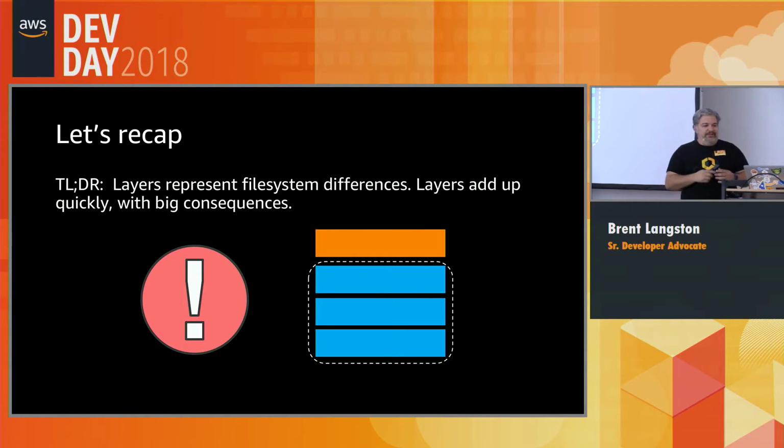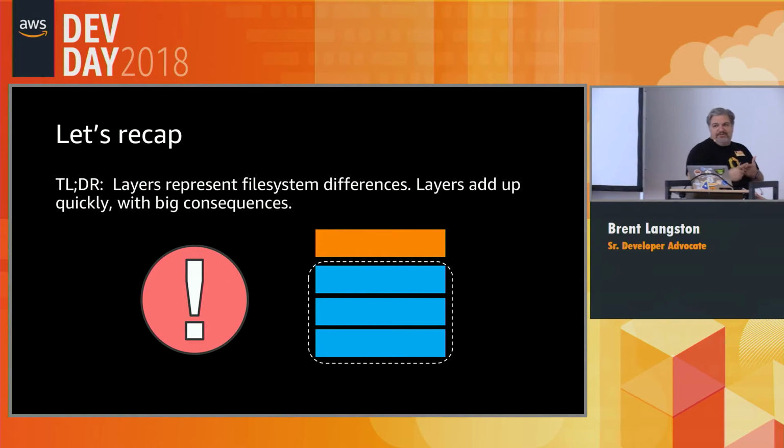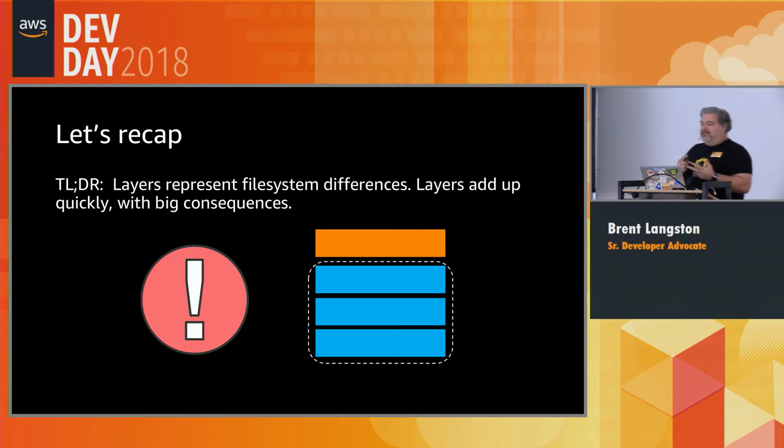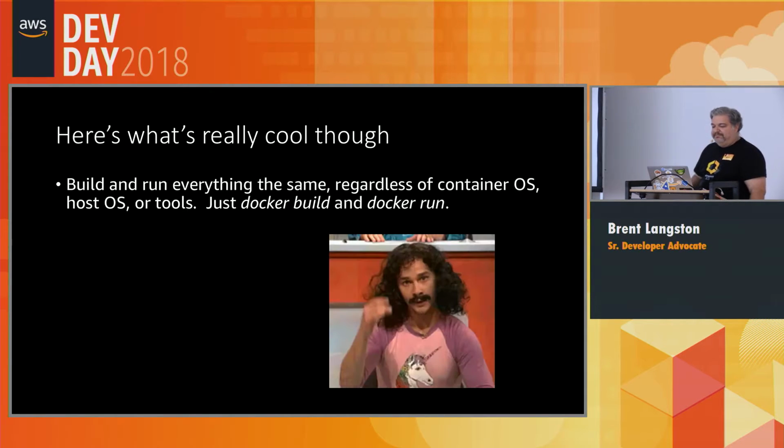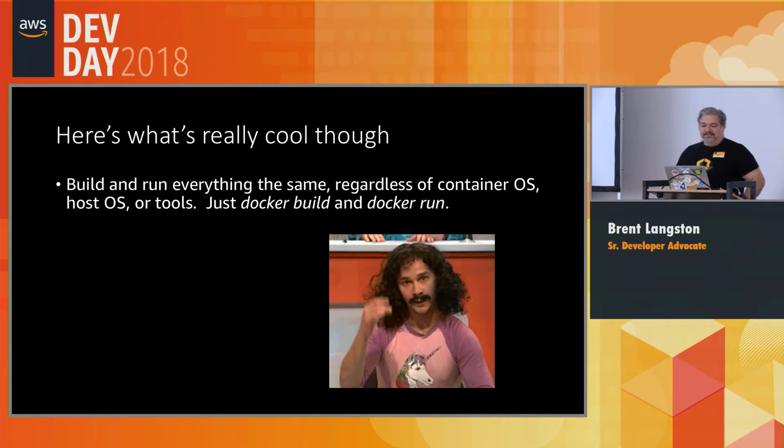So, recapping. Layers represent file system differences. They add up. As you make changes in future layers, former layers are locked in and they will never be changed again unless you change the way they get built. You can build and run everything the same regardless of the container operating system though. So just use Docker build and Docker run.